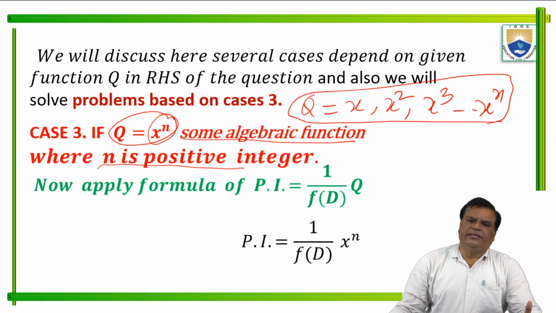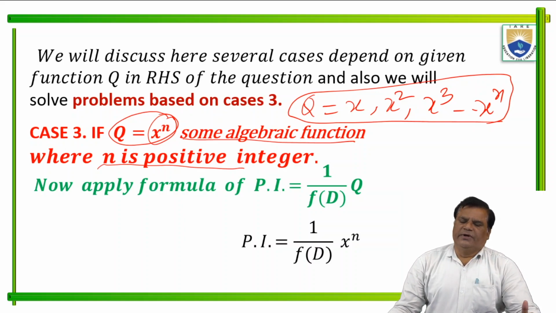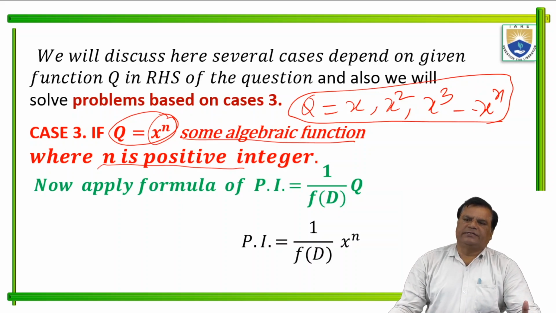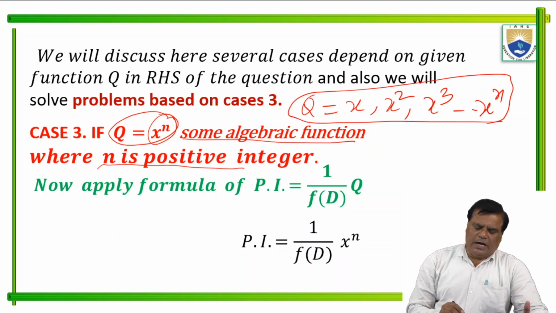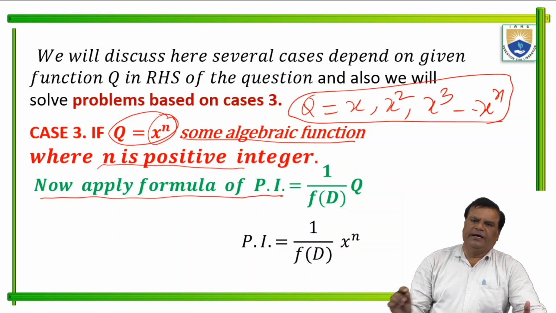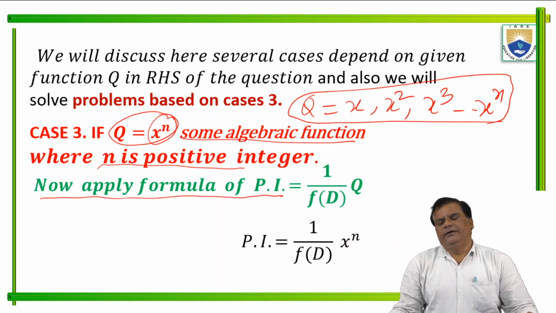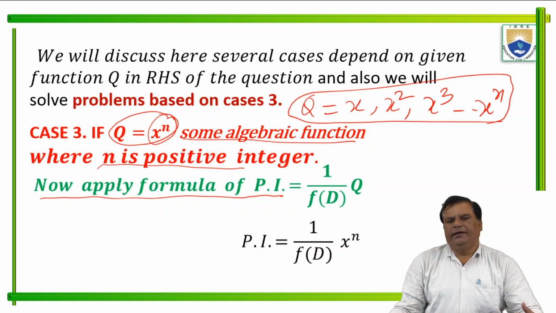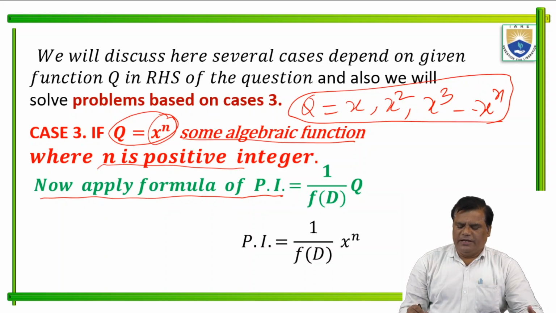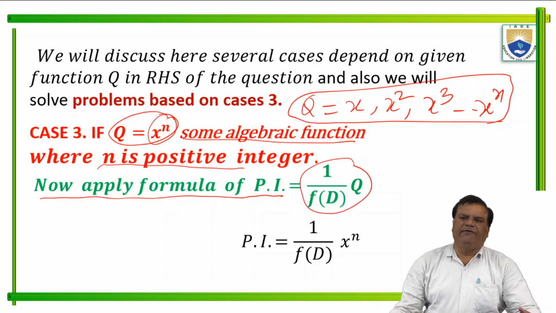So how can we find the particular integral of the given linear differential equation of second order with constant coefficient? Now here we apply the formula for PI. Which formula do we apply for the particular integral in our question? We apply this formula: 1 upon f(D) into Q.